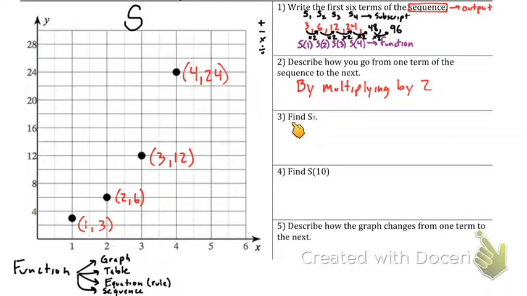All right, so now I want to find S7. So what that is saying is, in my function, I want the 7th term.